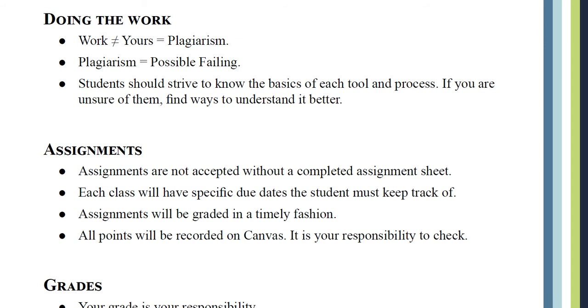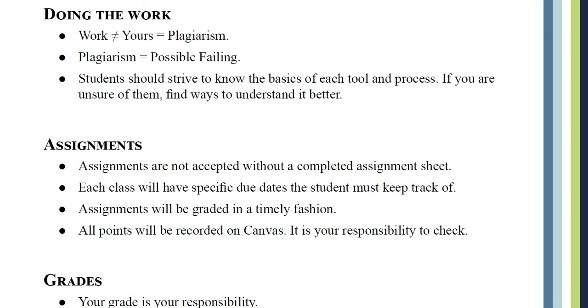Doing the work. If the work does not equal yours, then that's plagiarism. So if I do the work, if your friend does the work, if your mom does the work, if you download stuff from the internet, that's the work, it's plagiarism. And plagiarism equals possible failing. A few semesters ago, I had a student, it just happened to be not my student, it was somebody else's student that said, hey, this student turned this in and it's kind of suspicious. Okay, so I looked at it and sure enough, it was the same exact work that my student did a year and a half ago.